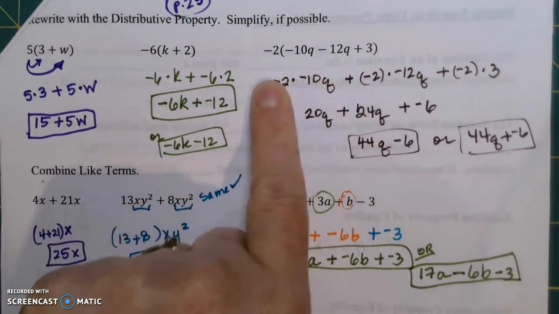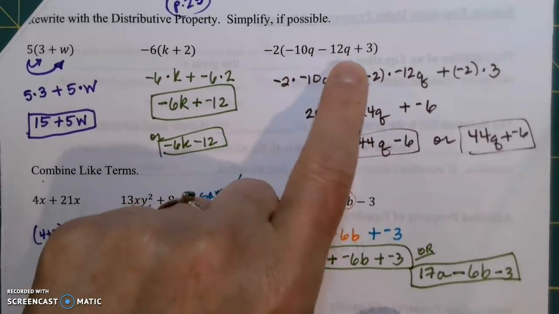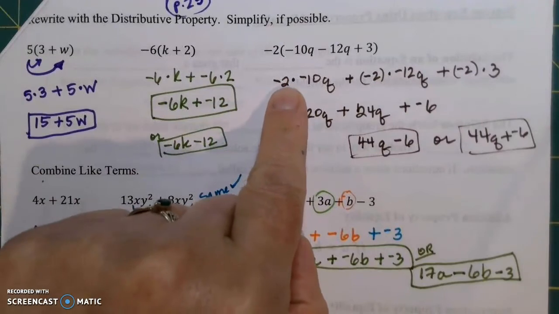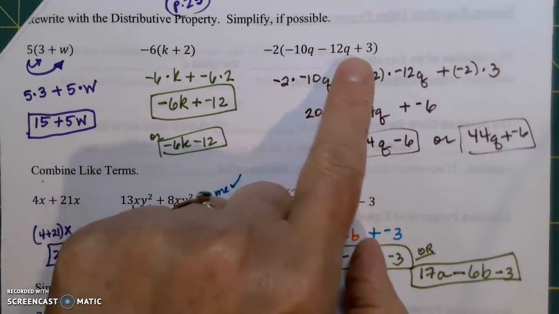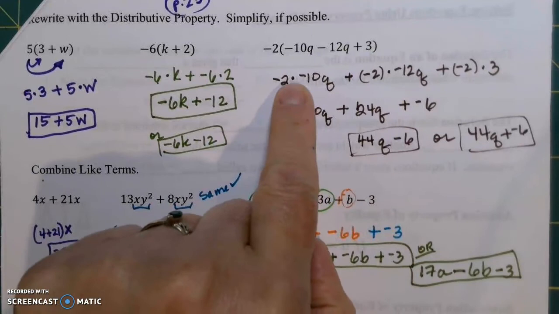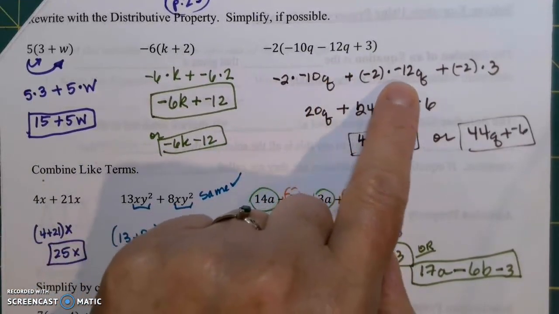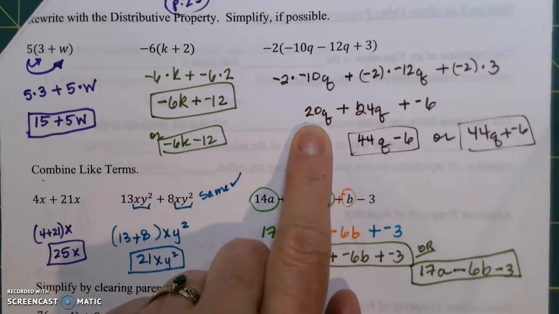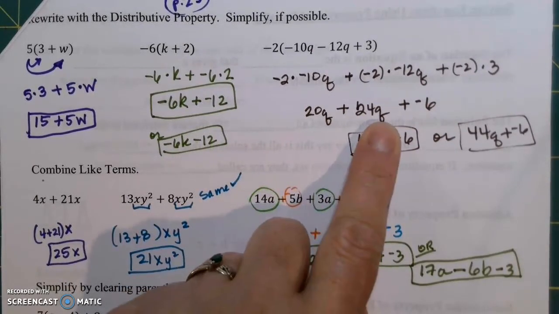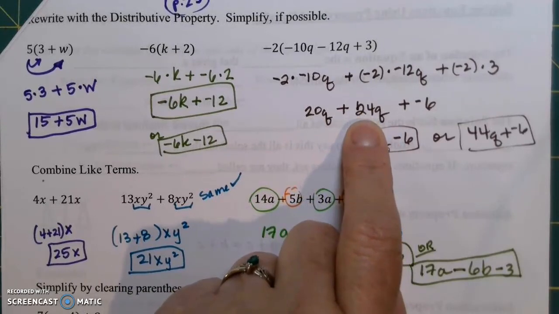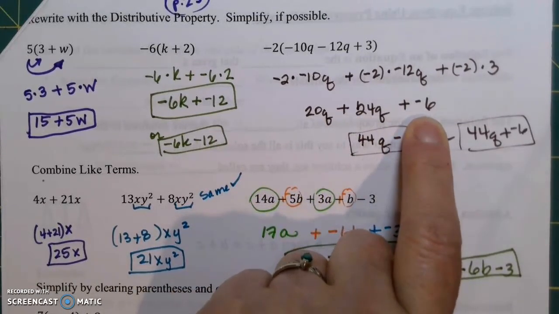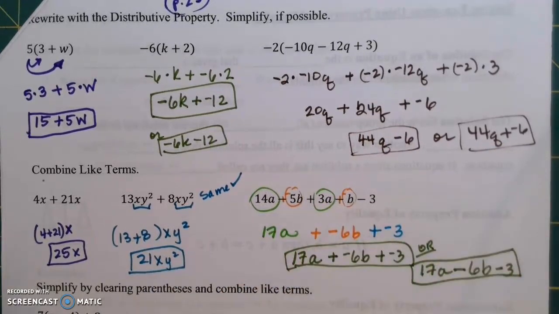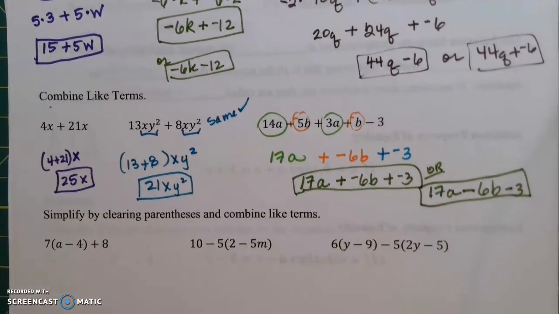And with this next one, I might simplify the like terms in here first, but since we were looking more at the distributive property, I did just multiply the negative 2 by each thing inside the parentheses. So we get negative 2 times negative 10q, negative 2 times negative 12q, and negative 2 times 3. So doing some simplifying, we'll get 20q, because those negative signs will cancel out, positive 24q, also canceling out there, and then a negative 6. So either 44q minus 6 or 44q plus the opposite of 6, or plus negative 6.